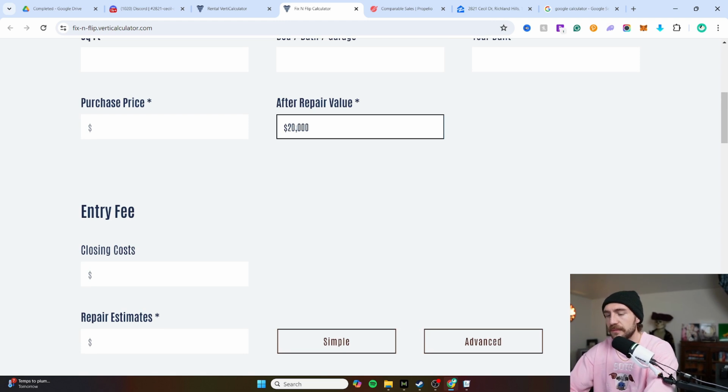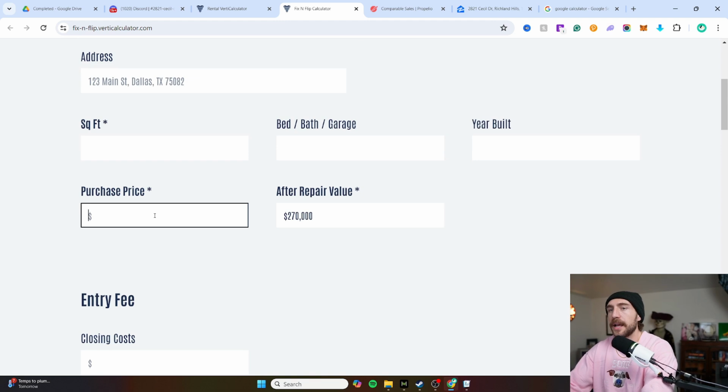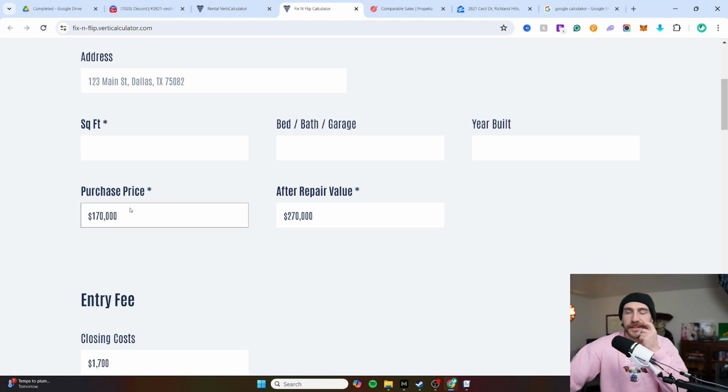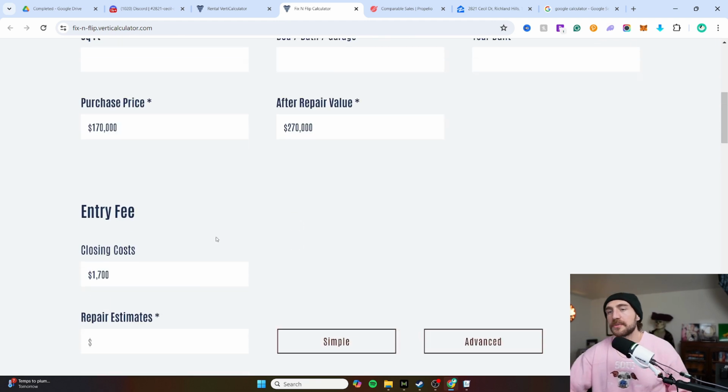Actually, we're going to say 270K ARV. All right. And purchase price on this property. Let's just say, guys, we ended up selling this deal for, what did we sell this deal for? We sold it for 170,000. All right. So if a buyer bought this for 170 and it's worth 270 afterwards as a fix and flip, how much money is he going to make?